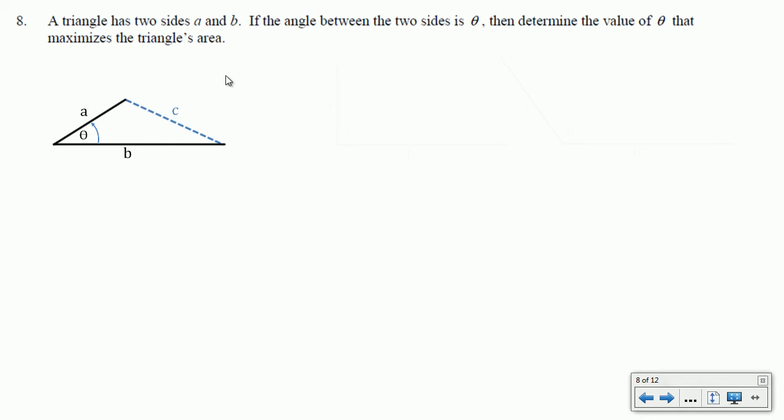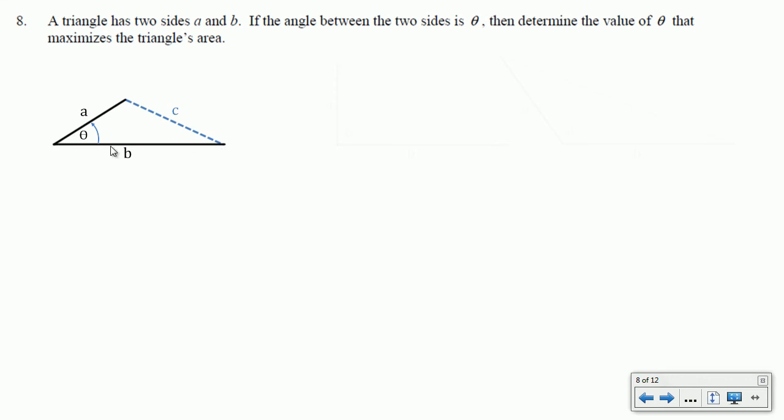Hello everyone, today we're going to continue our look at max and min problems, starting with question number 8. So we have a triangle with two sides A and B. The angle between the two sides is theta, and we need to determine the value of theta that maximizes the triangle's area. So this is the situation.